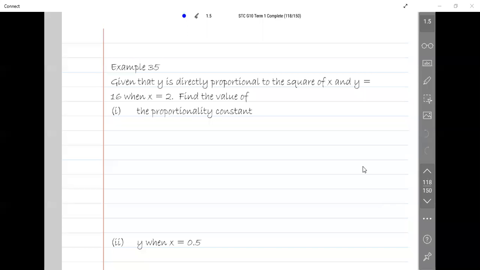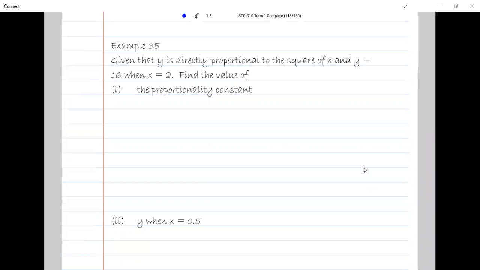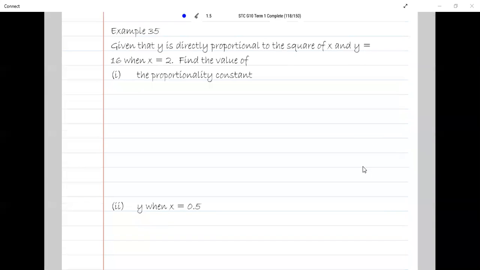All right, example 35. Example 35 says, given that y is directly proportional to the square of x, and that y is 16 when x is equal to 2, find the value of k, the proportionality constant. So let's start.